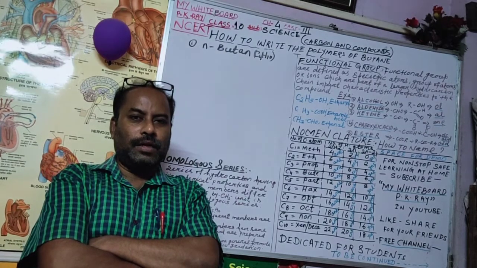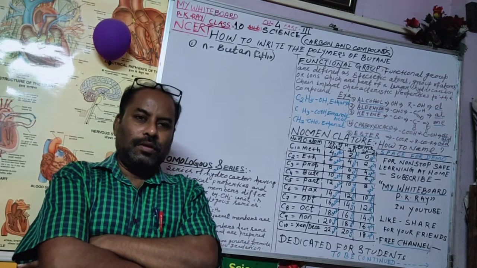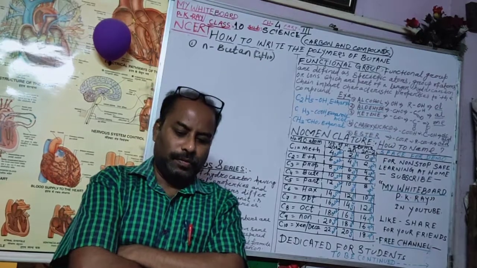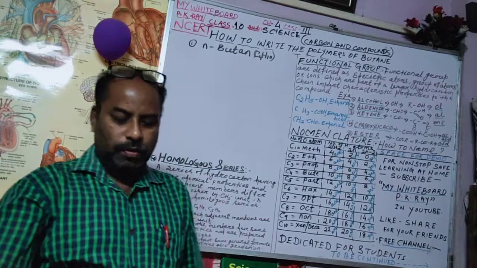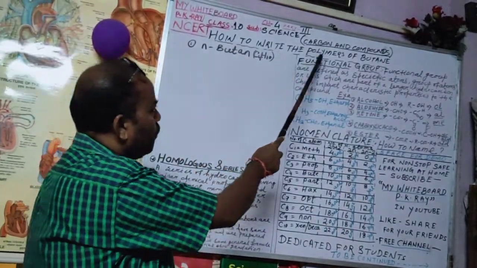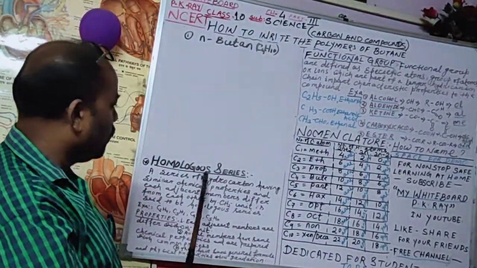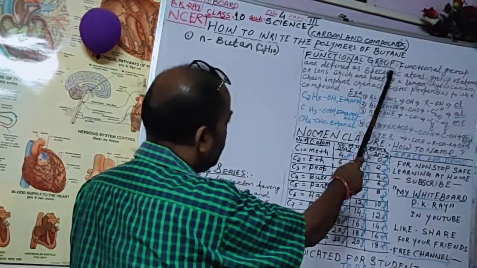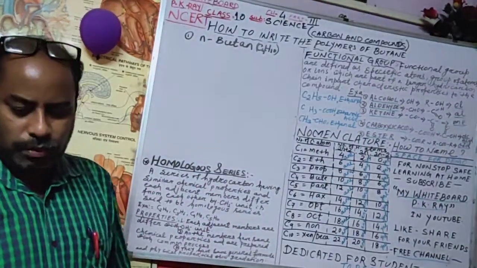Today we will take the class 10 Science, Chapter 4, third part, that is Carbon and Compounds. Last class we have done chapter part 2. Today we will discuss some major points like how to write the polymers of butane. Then we will come to the homologous series, its properties, then functional group, then nomenclature of hydrocarbons. So these are the main points today.